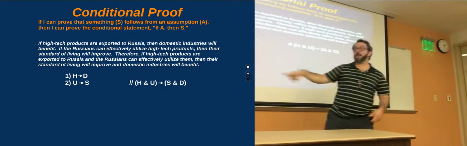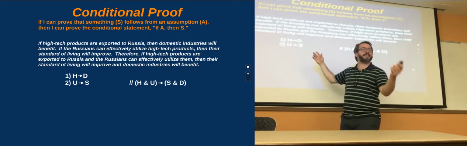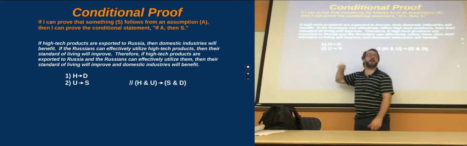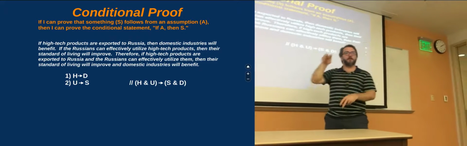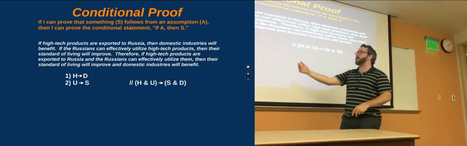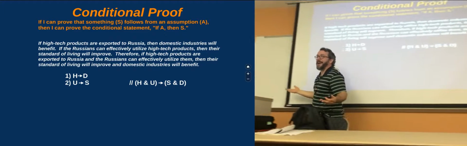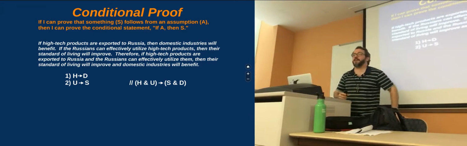Can I do a hypothetical syllogism? No, I can't, because I don't have some term in common that's the consequent of one and the antecedent of the other. That's how hypothetical syllogism works, right? There's a middleman that we're eliminating by going around it. I can't do a disjunctive syllogism because I don't have an or statement. I can't do simplification because I don't have an and statement.